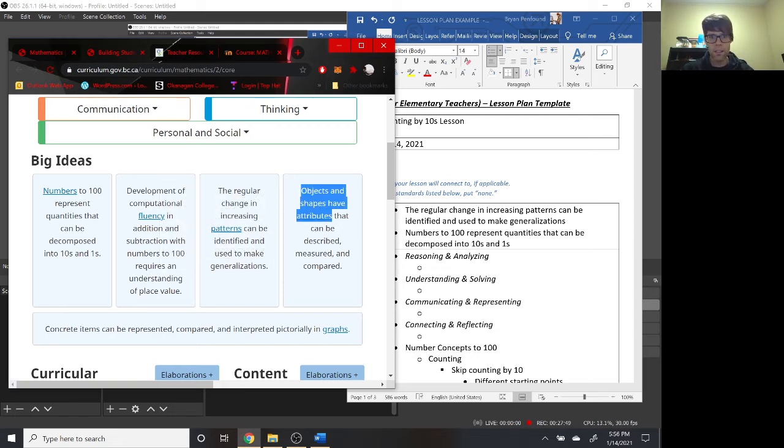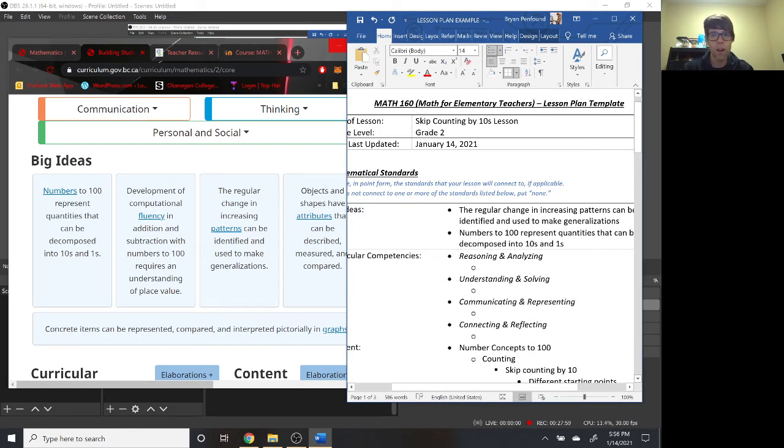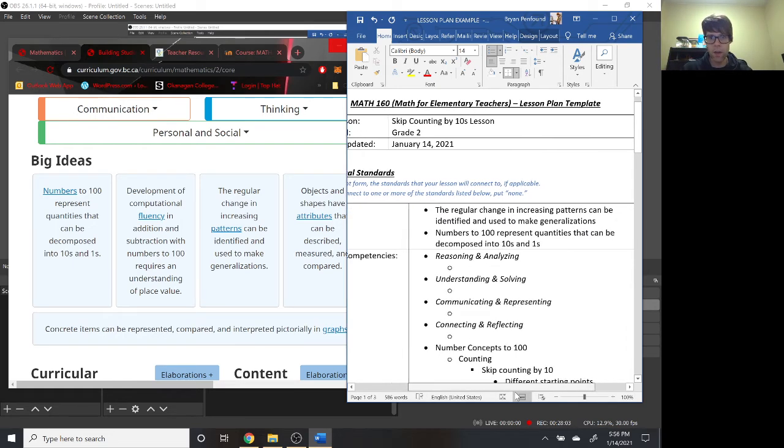The last big idea is objects and shapes have attributes. We're not really working with objects and shapes. I don't think that's a big idea that I want to bring into this particular lesson plan. So I think those two are probably good enough. Those are going to hit on some of the big ideas that I want to think about.